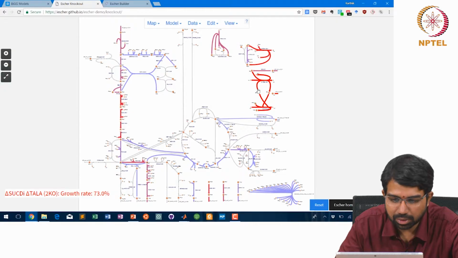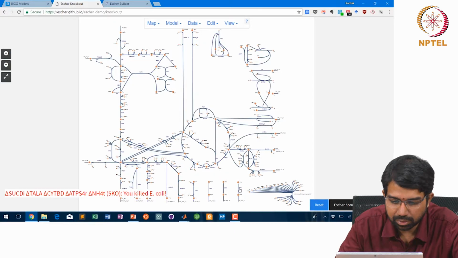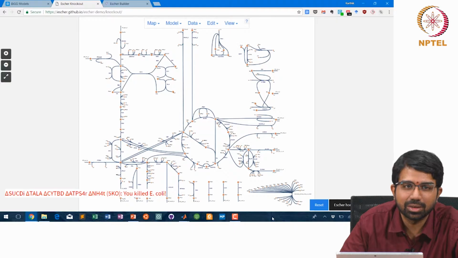Let us try to knock out something else. It's 3 knockouts, it's gone to 28%. 4 knockouts, it's gone to 26.5%. 5th knockout, it killed E. coli. So, this is like a quintuple synthetic lethal set, right.